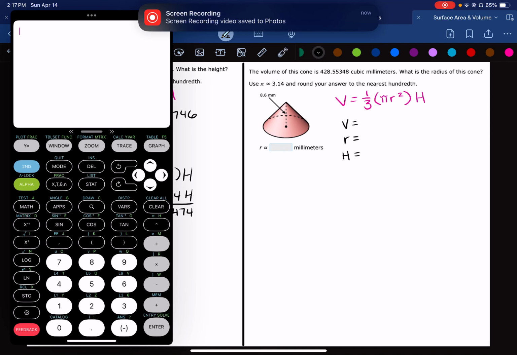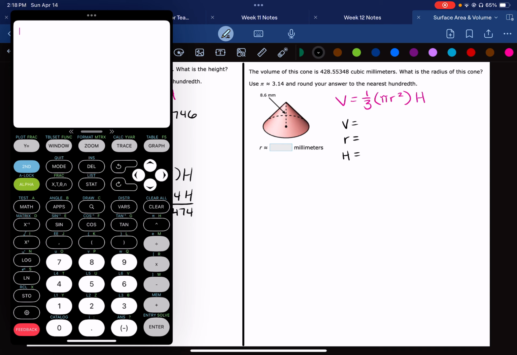Alright, in this video, this is going to be the last video of the set of 4 where we're using either the volume or the surface area of a three-dimensional shape to work backwards to figure out a piece of information that's missing about that shape.